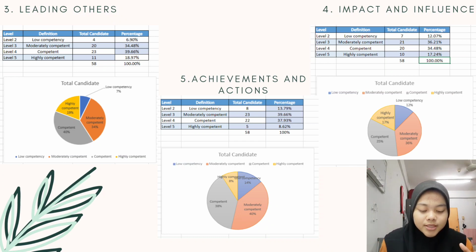And from the chart we can see for the highly competent are 8%, for competent 38%, moderately competent 40%, and low competency are only 14% of them.